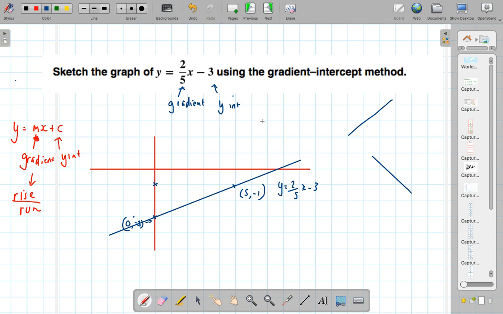Let's go over that again. The y-intercept is negative 3. It's the number out by itself. The gradient of this graph is the number in front of the x, the coefficient of x. It's 2 over 5, which means there's a rise of 2 and a run of 5. And it's going in a positive direction because it's a positive gradient. That gives me my other point, and that point is 5 across and 1 down, 5, negative 1. We join up the points. That's called the gradient intercept method.